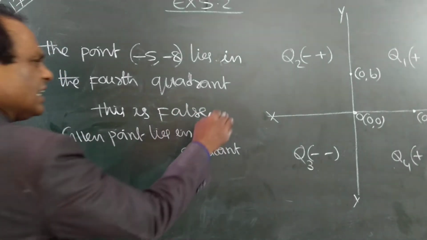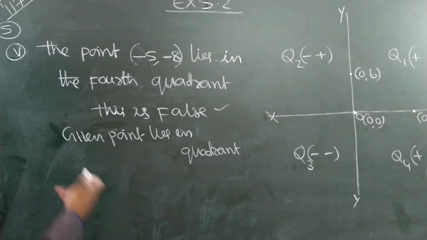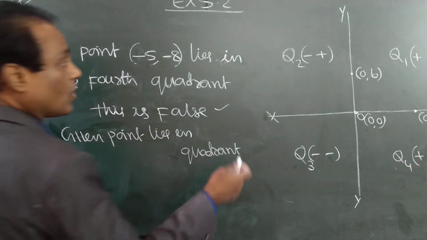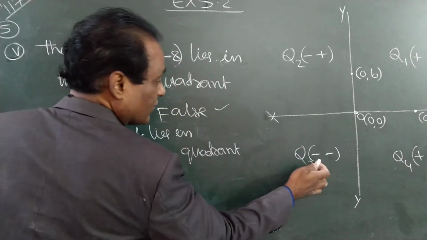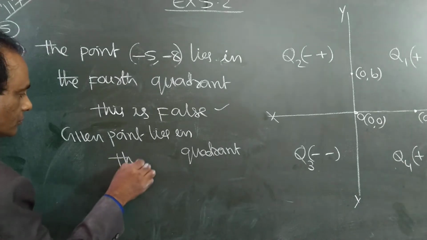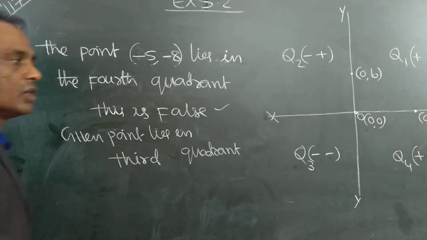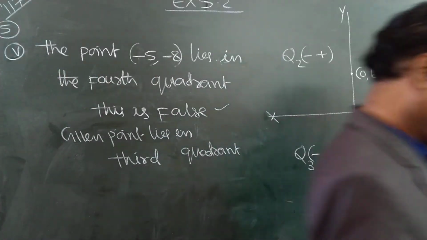That is over actually. But if you want to write in detail, the given point lies in which quadrant? Both are negative means it is in the third quadrant.